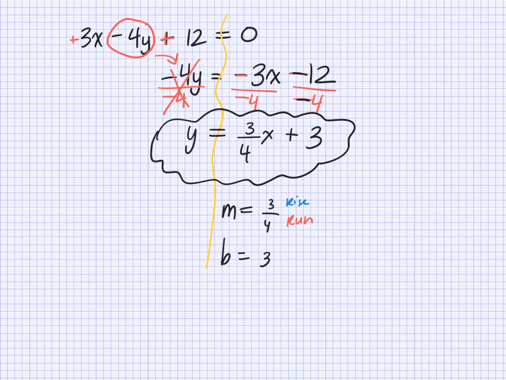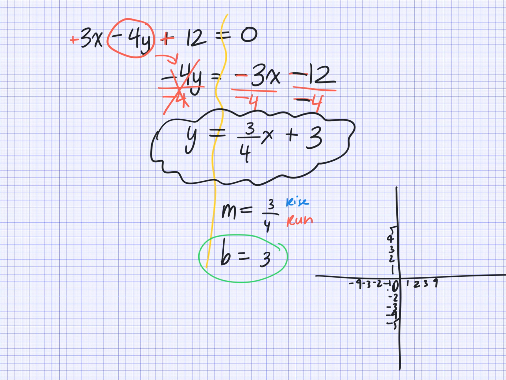Where do you start? If I know the y-intercept is positive 3, where do I plot my first point? Positive 3 on which axis, x or y? Right here. This is always x, and this is y.